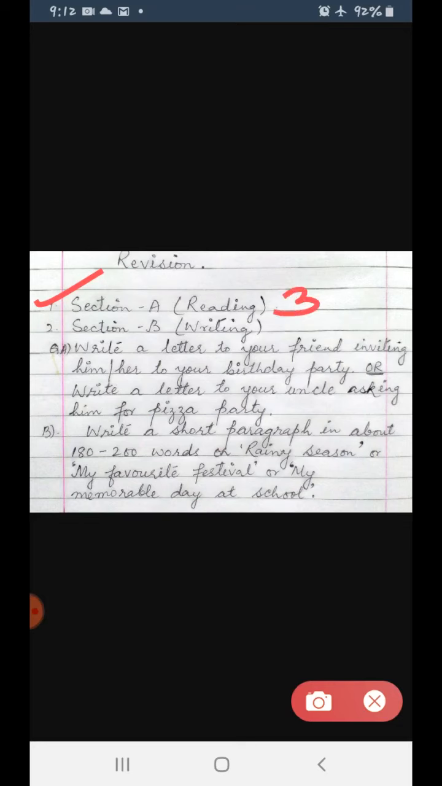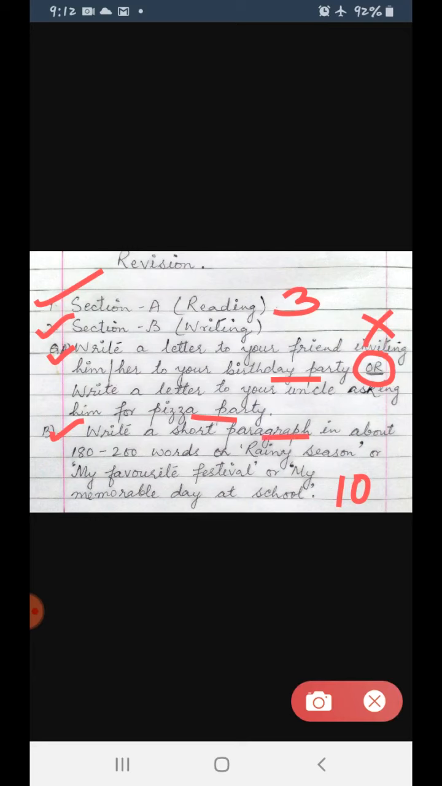Now come next, section B. Section B is writing, and in writing I will give you an example. Write a letter to your friend inviting him or her to your birthday party, or I can give you, like, write a letter to your uncle asking him for a pizza party. In this way I can give you anything. I will not be giving you any choice. There will not be any choice. You have to write directly whatever is being asked. After that you will be getting another 10 marks of paragraph writing.